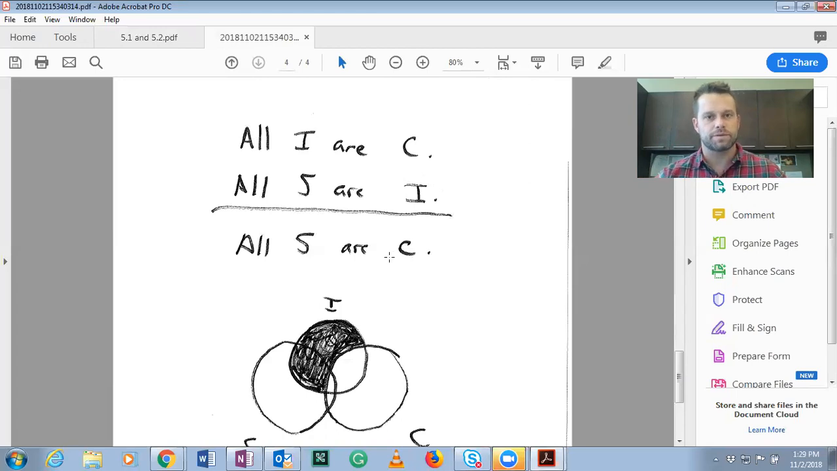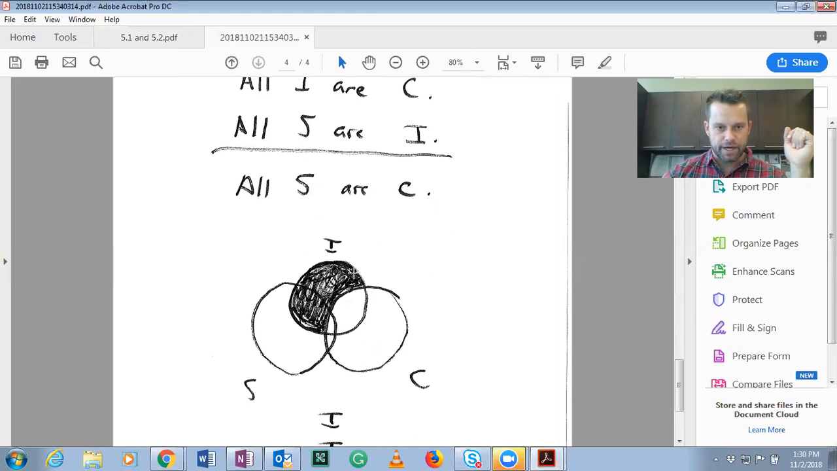But anyway, we're supposed to complete this by using Venn diagrams, so let's do that. Remember, always shade your universal premises first. In this case, we have 2 universal premises. All I are C, so we focus on the I circle and the C circle. The only I's that can exist must be C's, so that is this area where they overlap, the I and C circles.